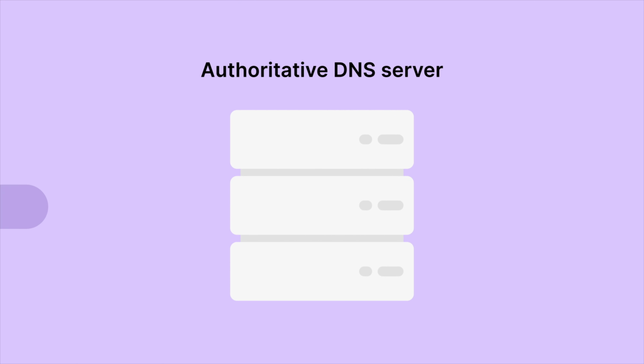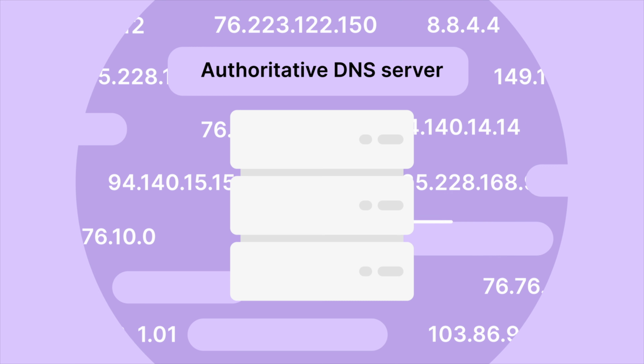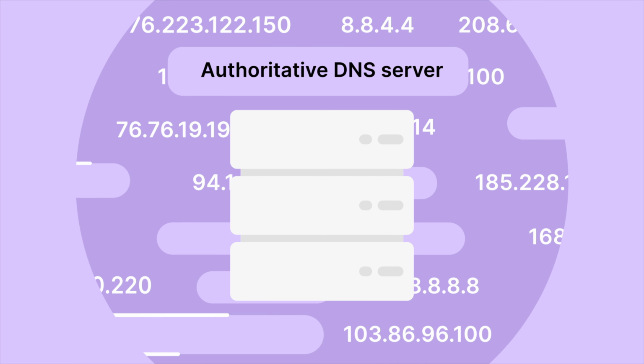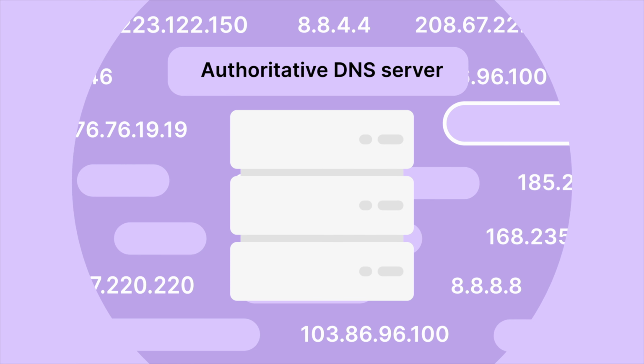The last type is authoritative DNS servers. They are always the final data point in the process of retrieving the IP address. Authoritative servers have all the data needed to answer a DNS query. So if they receive a request, they don't need to communicate with any other servers.